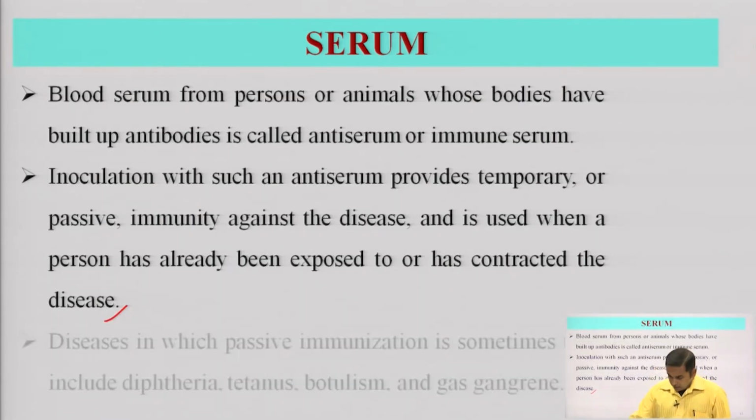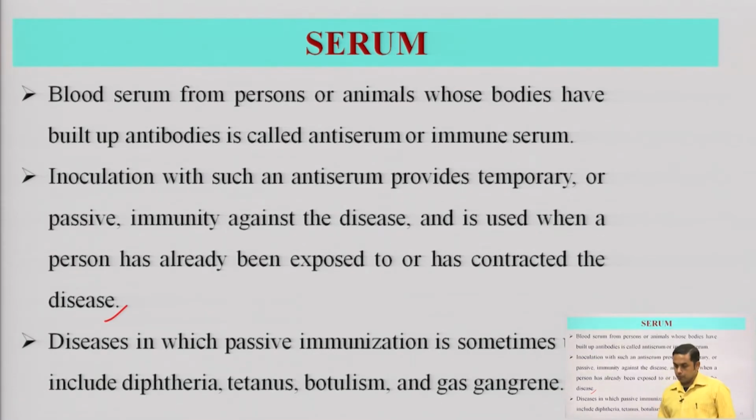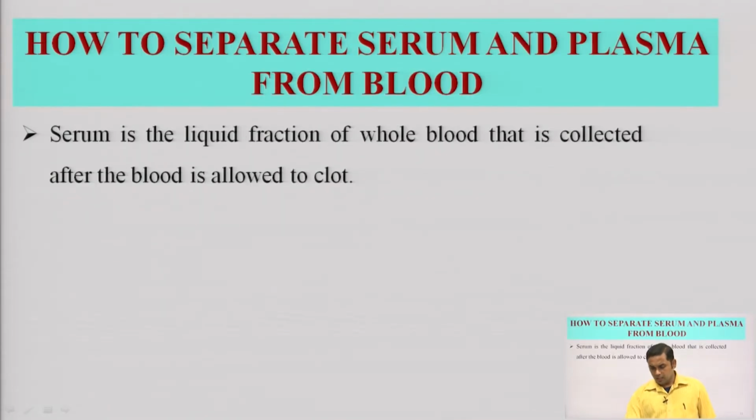Then, the diseases in which passive immunization is sometimes used are diphtheria, tetanus, botulism and gas gangrene; in those diseases we are already using this serum. And how will you separate this serum and plasma? It is not a very easy task, because if somebody got infected with some disease and antibodies are being produced in that person's blood, at that time you can use it. So, how will you separate the serum and plasma?